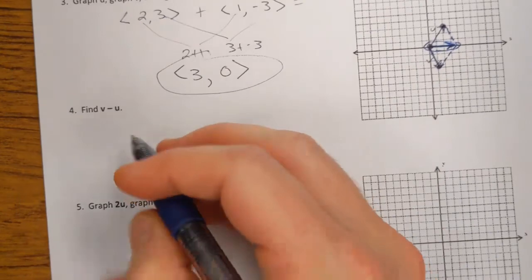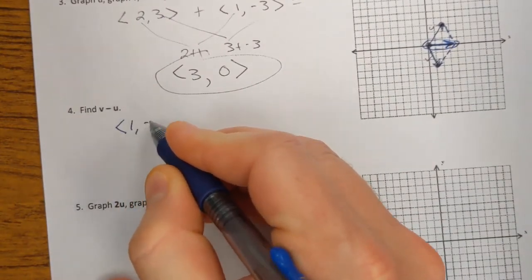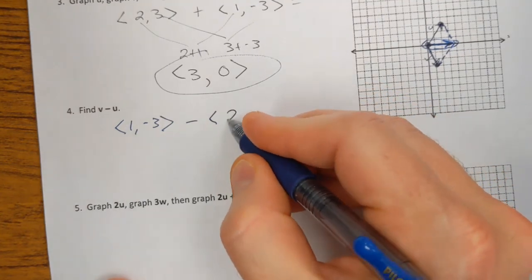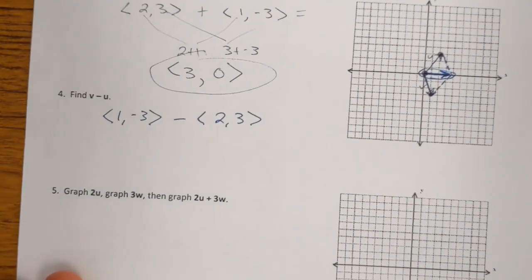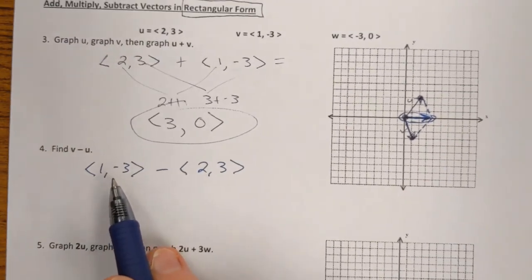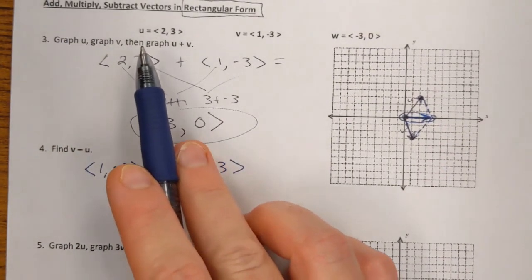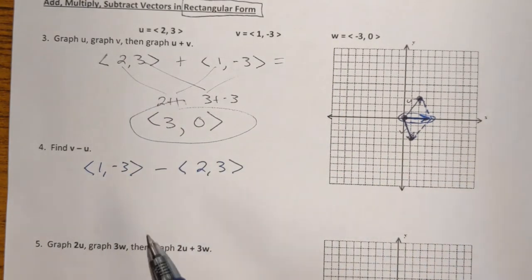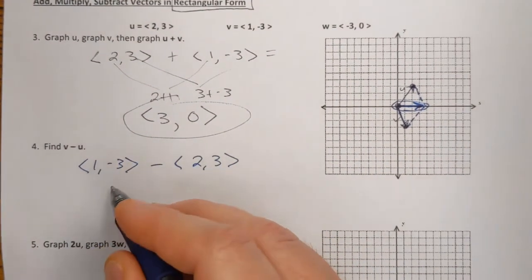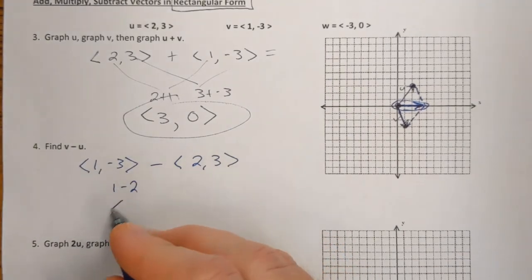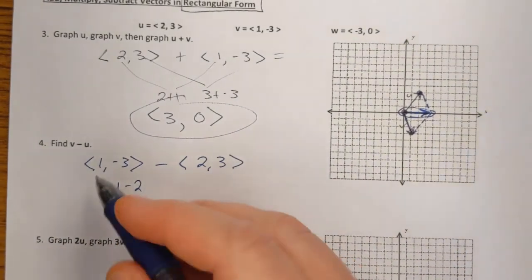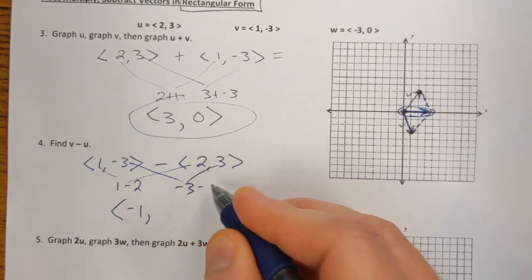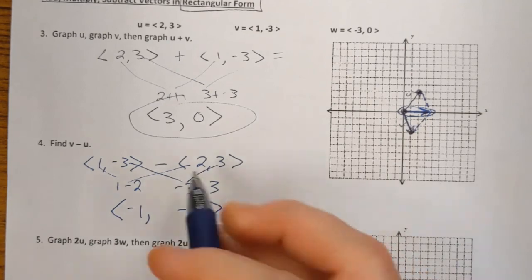We're not going to actually graph this one, but for subtraction, I just want to show you a quick example. It's super easy to subtract vectors. Here, if I have to subtract v minus u, and by the way, my u, v, and w are probably going to be different than the u, v, w you have on your assignment, but all I'm going to do is take 1 minus 2, which is negative 1. Take my 1 and my 2. And then I'm going to take negative 3 minus 3, which is negative 6.